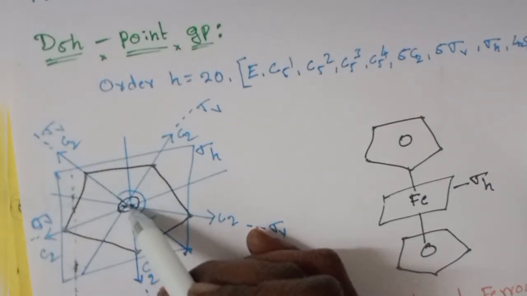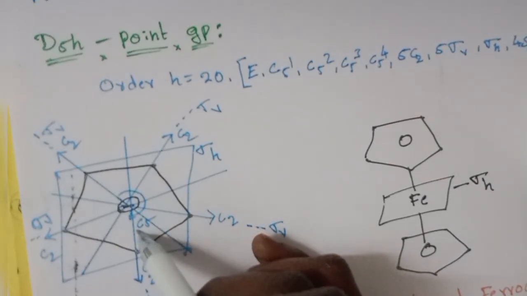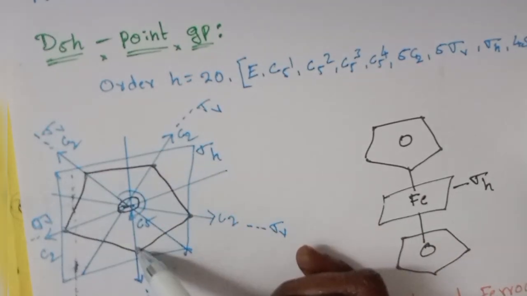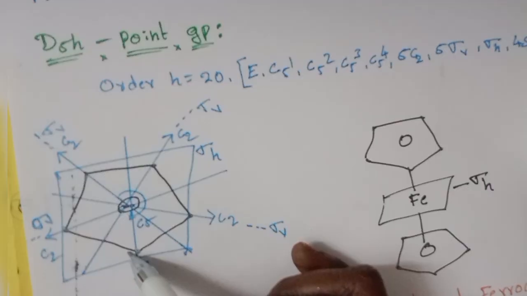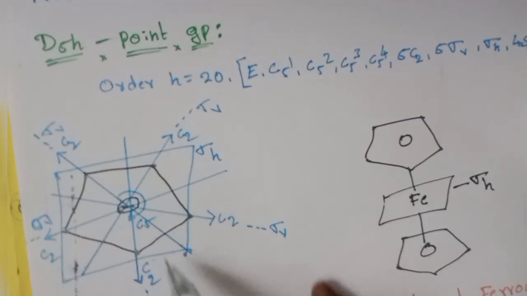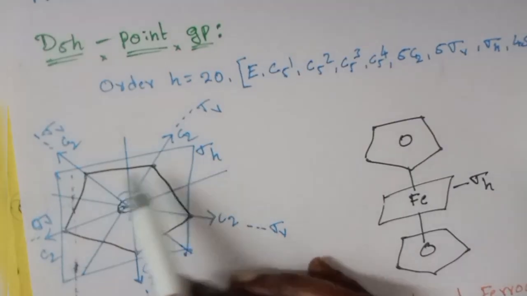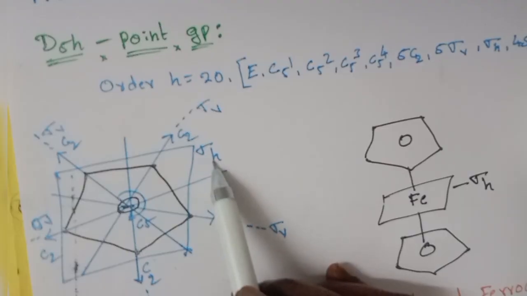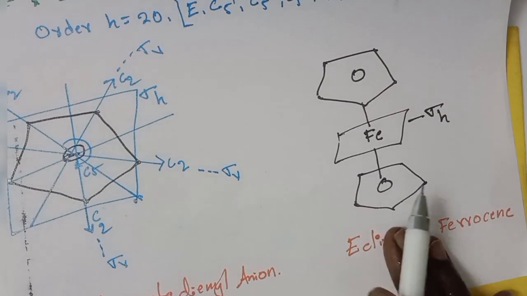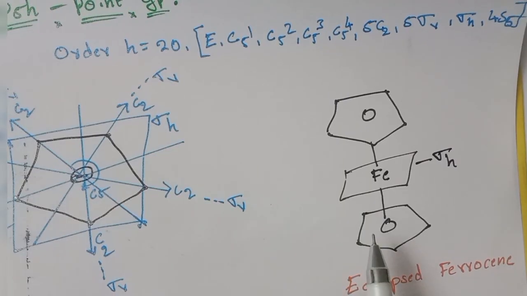The principal rotational axis is C5 and through each corner, one C2 is possible. So there are 5 corners, so 5 C2s are possible. And through the 5 C2s, 5 sigma v's are also possible. So C5, 5 sigma v's and the molecular plane can be considered as sigma h. And the eclipsed ferrocene also comes under the D5h point group.